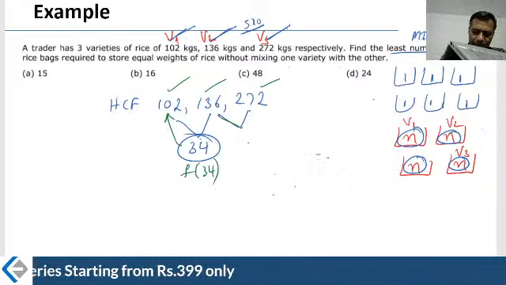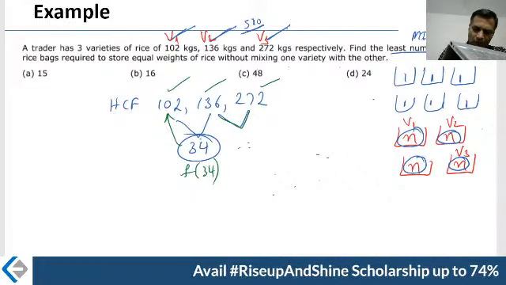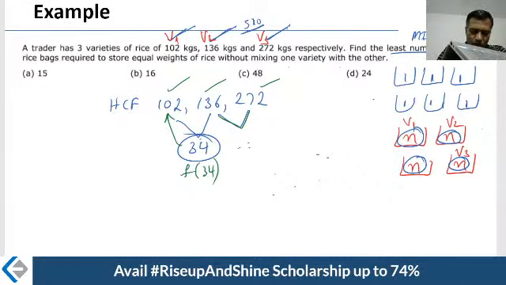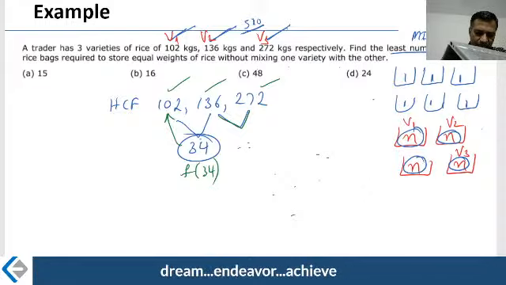Can I take the difference here also? No problem, guys. You can take the difference there also, you can take the difference of 2, but one difference also will work. What if 34 was not working? I would write 17. Likewise, 34 is working. Therefore, how many bags are required? If it is 34, then I need 3 bags here.